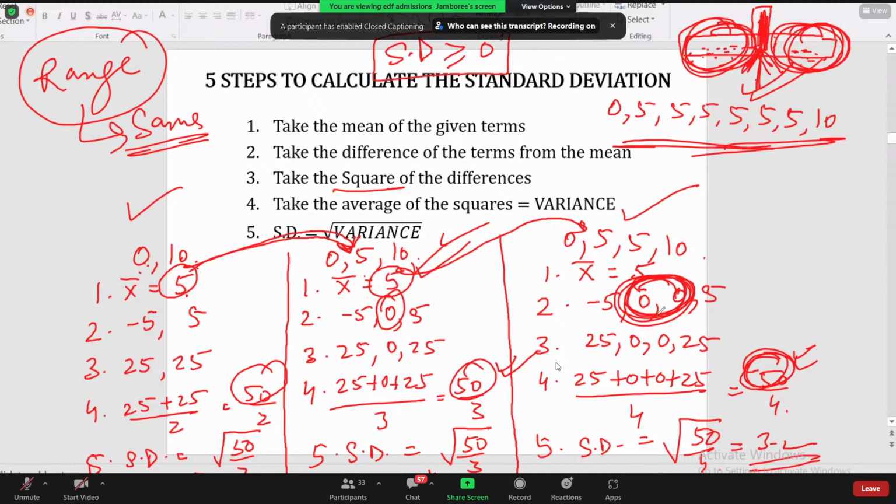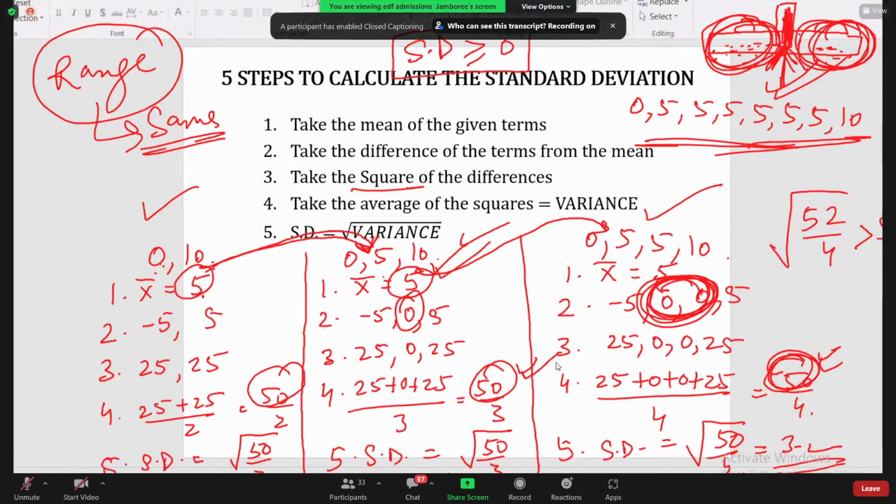Now for instance, if I had put in any number apart from 5 in the same range, let's say 4 or 6, then these deviations would not have been 0 and 0. It would have been 1 and 2 or something like that. If it turns out to be 1, let's say, then it would have been 25, 1, 1 and 25. And the sum total would have been 52 by 4. It would not have been 50 by 4. Clearly, 52 by 4 is greater than 50 by 4. The standard deviation when we calculated would have been greater in that regard.